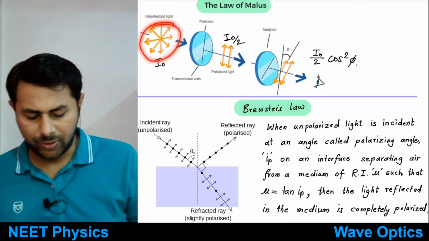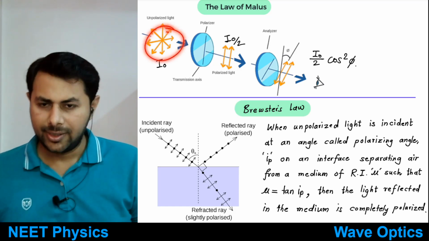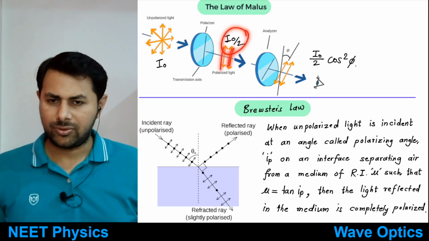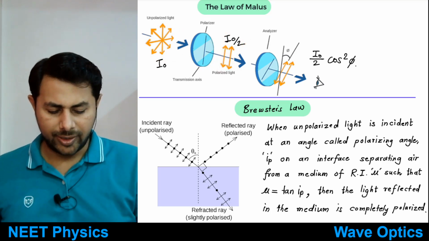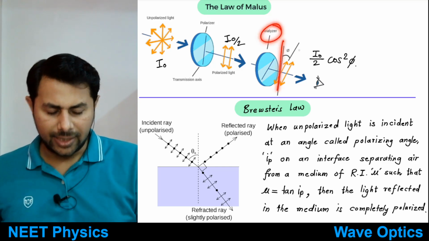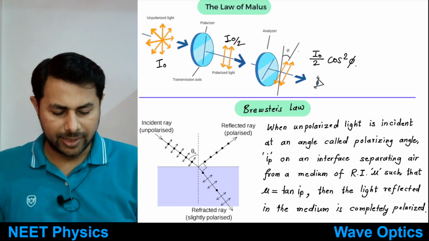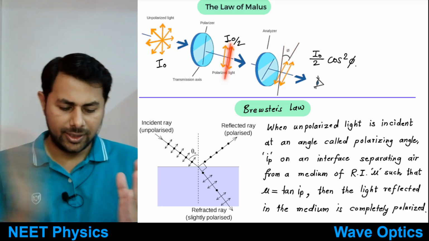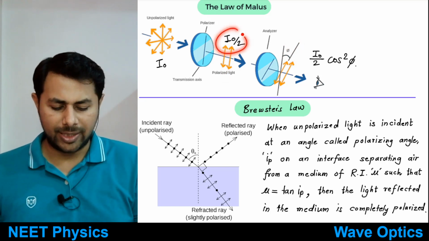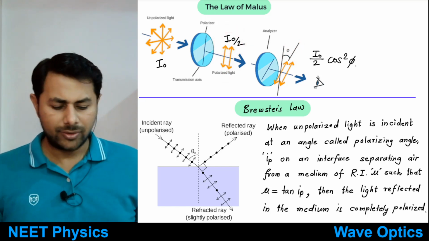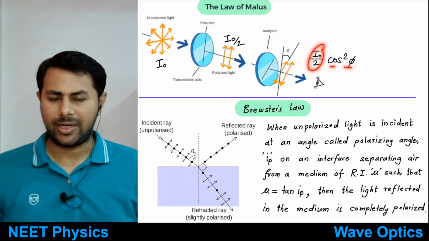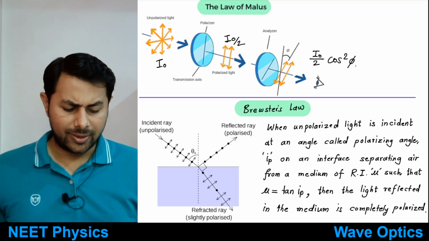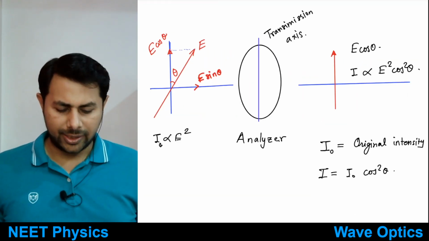Suppose this is unpolarized light, and you put a polarizer in front of it; it will polarize the light. So the intensity here would be I naught by 2. Now you put the analyzer at an angle of phi, suppose. The intensity incident on the analyzer is I naught by 2. What will be the intensity coming out? It will be I naught by 2 cos square of phi. Now this is easy to understand.